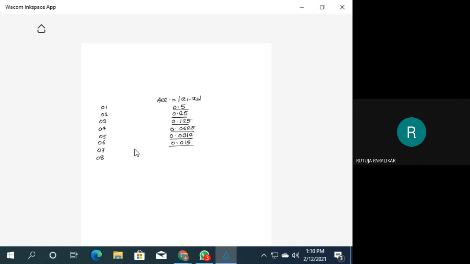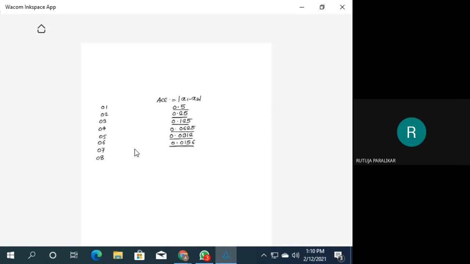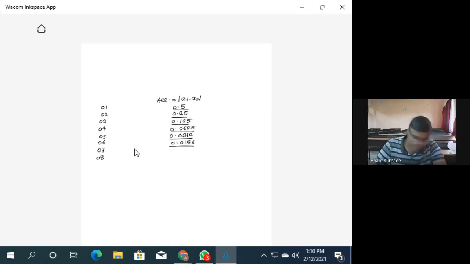0.0156. Now given accuracy is 0.01 and calculated accuracy is 0.0156. So again, it is greater than. Okay, don't check only the first two decimal places. You can go further. Now the next one. After the seventh iteration, what is the accuracy? 0.0078. Now compare this accuracy with the given accuracy.